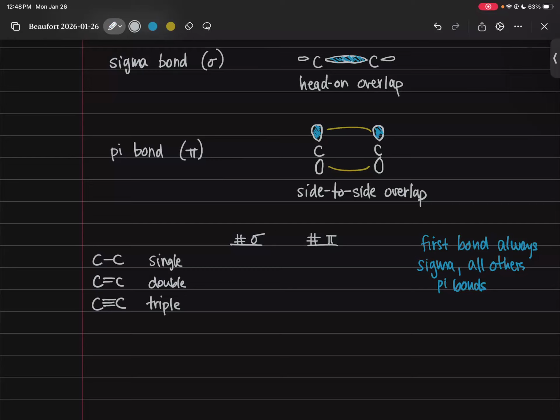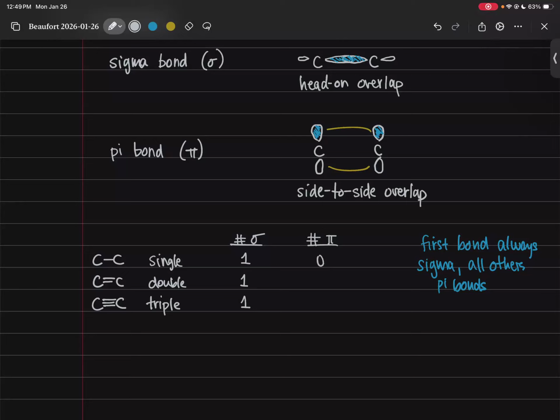And any additional bonds on top of that first sigma bond are pi bonds. So all bonds, single, double, or triple, or quadruple, if you like, in inorganic chemistry, have one sigma bond. So in that case, how many pi bonds are in a single bond? You have one in a double bond, two in a triple bond, and zero in a single bond. Right. So the single bond is just the sigma bond, so no pi bonds.